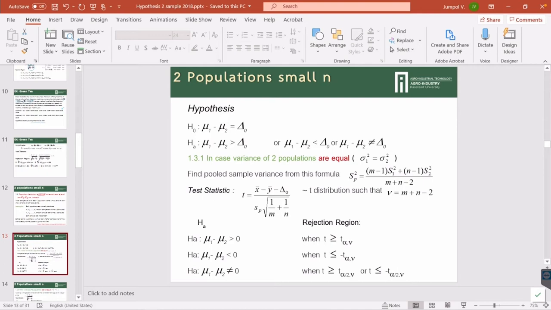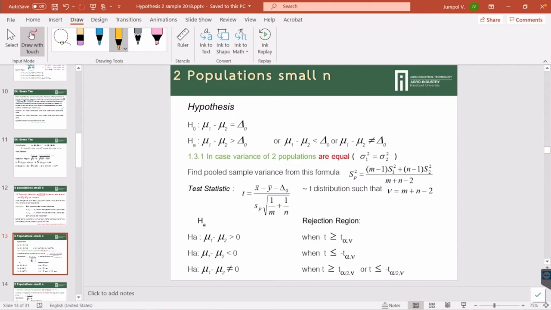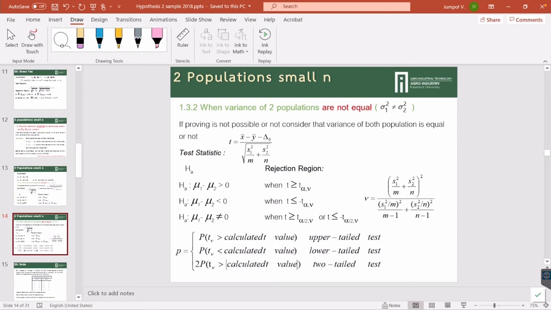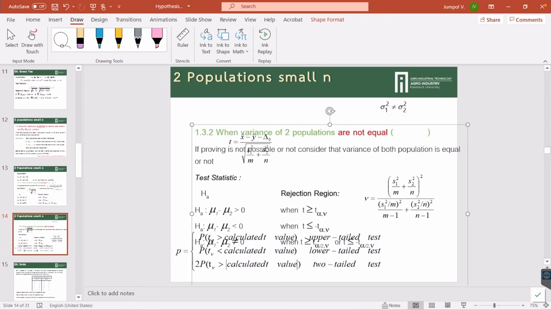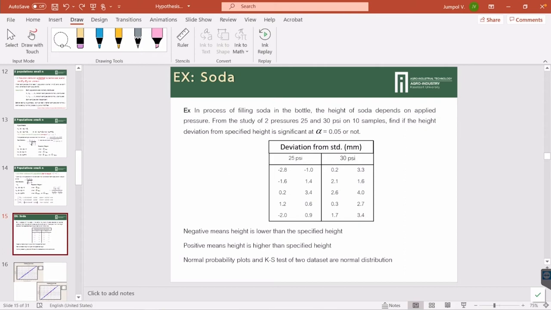The first case is when the variances of the populations are equal. So we have to calculate the pooled variance formula and use this test statistic. Then if the variances of the two populations are not equal, we have to use this, which is a little bit too messy to do by hand. So let's take a look at an example.